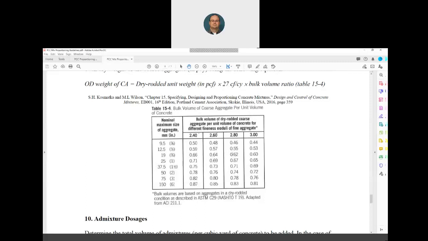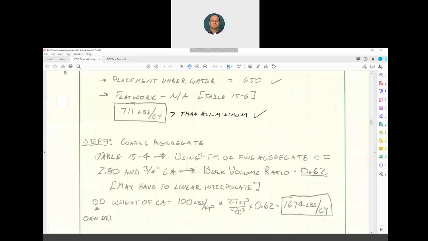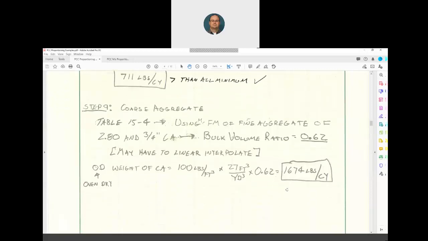Okay. All right. So with that, oven dry weight of coarse aggregate, I give you this, of 100 pounds per cubic foot. There are 27 cubic feet per cubic yard times my bulk volume ratio. So that means I am going to use 1,674 pounds per cubic yard of coarse aggregate. That is based on oven dry weight. Okay, so that was step 9.